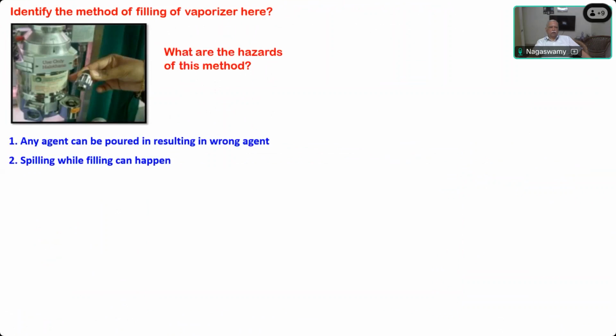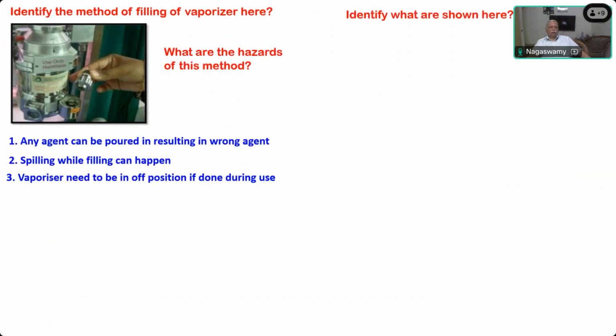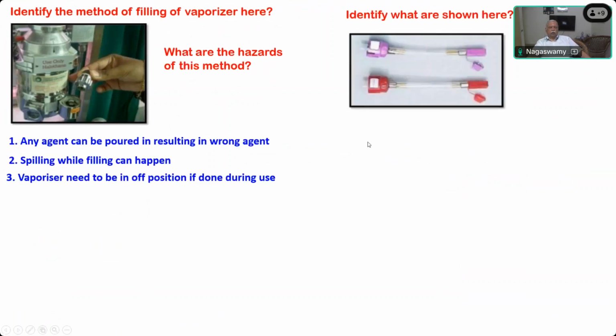Of course, this may be asked by showing you the machine: what are the methods of filling and their hazards. If it's a straightaway pouring method, opening the cap, then any agent can be poured and spilling will happen when you try to do that. And the vaporizer needs to be in off position during this sort of filling. Whereas the desflurane you can fill even when the vaporizer is on, because the gas is not going through the vaporizer. So for all the other Tec vaporizers, you have to keep the dial in off position and then only open this chamber to fill.